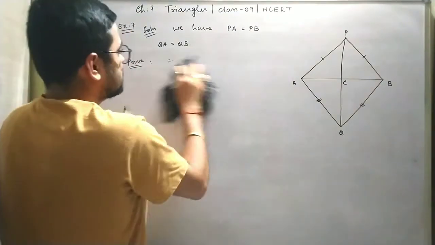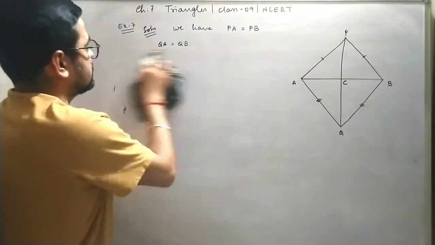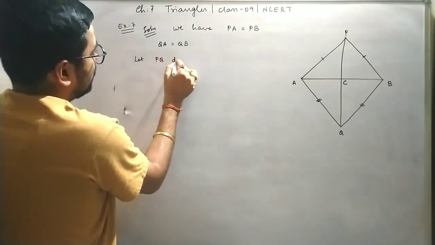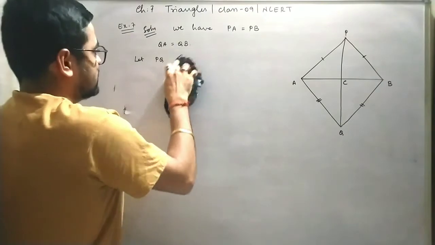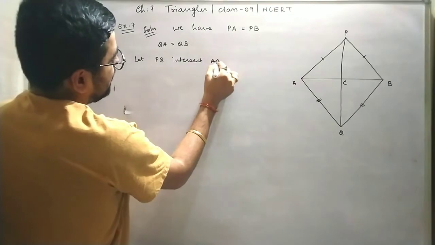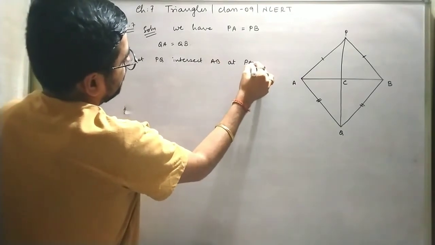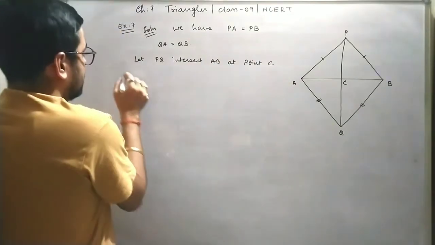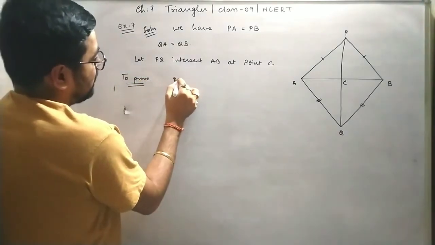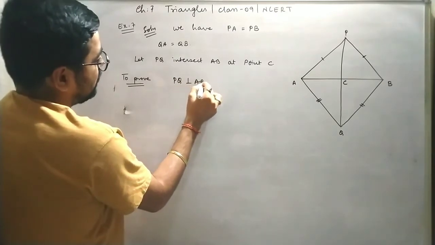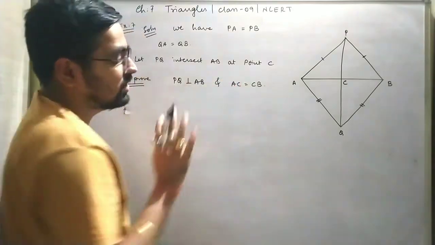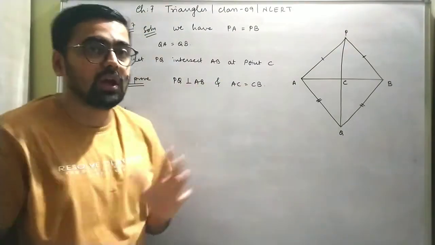Now before this, let me rub this one. Let me write a construction. Let PQ intersect AB at point C. Correct? Now what we want to prove is two things. Perpendicular bisector. Perpendicular bisector means PQ is perpendicular to AB and bisector means AC is equal to CB. This is the two things we are supposed to find in this particular problem.